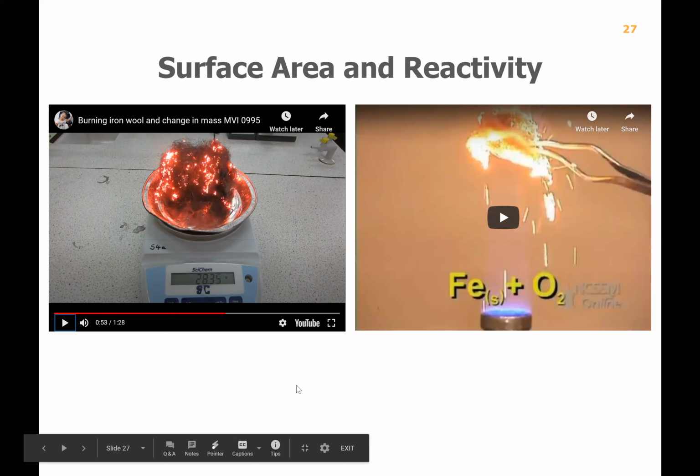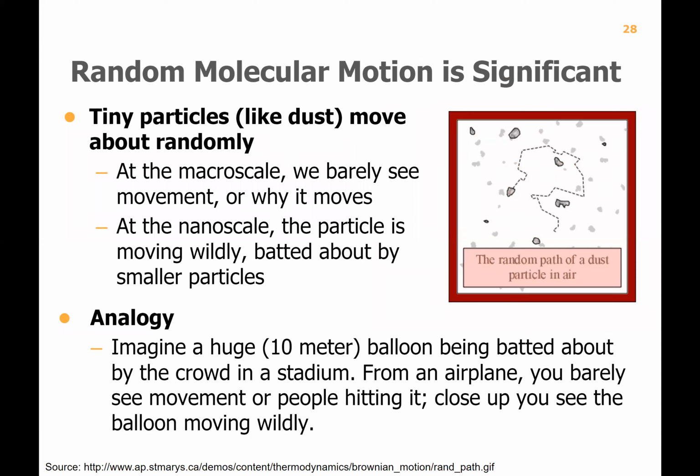Okay, here's another effect of the nanoscale: random molecular motion is significant. All molecules randomly move, and especially gas molecules, they move in this thing called Brownian motion. They're always zipping around. So tiny particles like dust move about randomly. At the macro scale, we barely see the movement or why it moves, and frankly, it doesn't make a big difference. At the nanoscale, the particle is moving wildly, batted about by smaller particles, and it can really affect things, especially if you're trying to manipulate things at that scale.